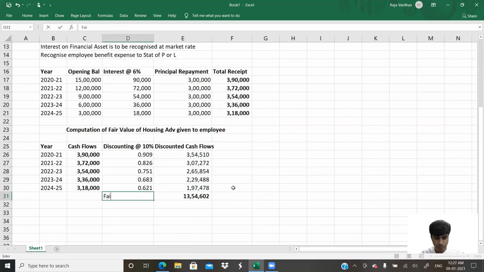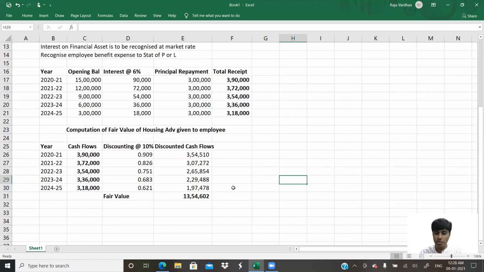13,54,602. So what is this? Fair value of that loan that I've given. You get that? So fair value of this loan is 13,54,602. But the loan given is 15 lakh. So the concept I'm trying to tell here is I have given 15 lakh rupees as loan to my employee, but I am receiving only 13 lakh 54,602 rupees back from him. So I'm giving 15 lakh, receiving 13 lakh 54,000 odd. The 1 lakh 45,398 or so, which I'll not receive, is my employee benefit expense.